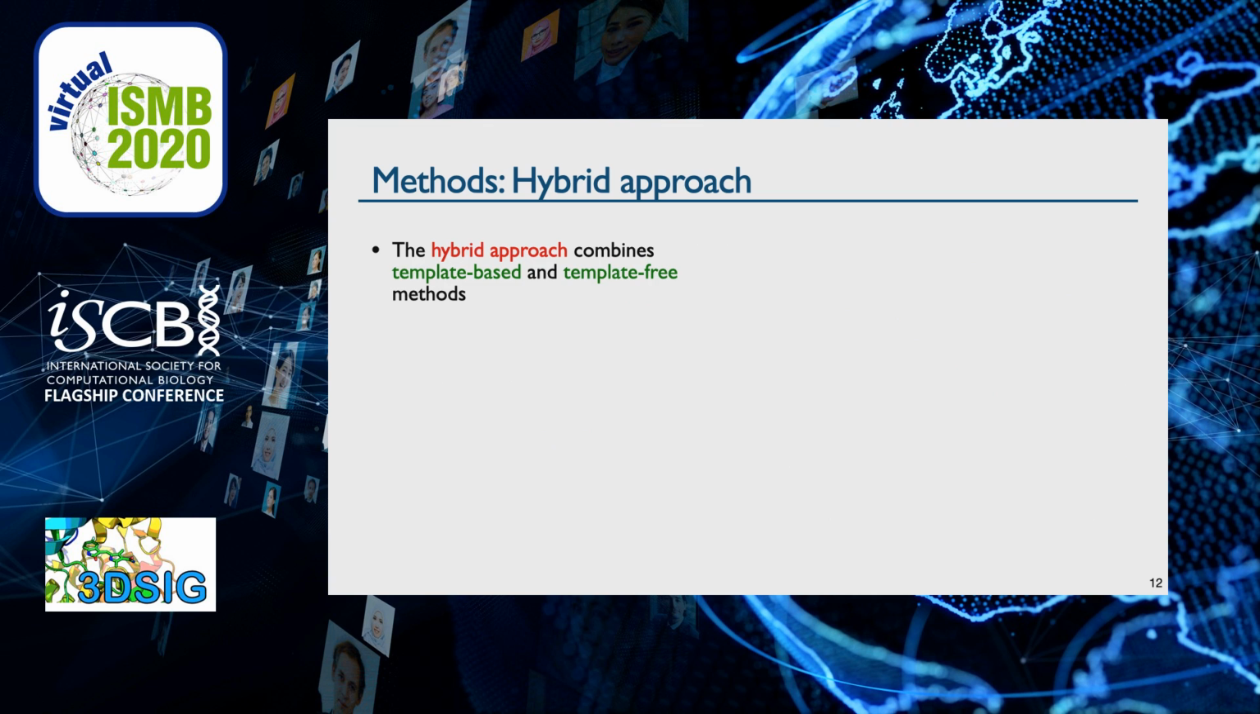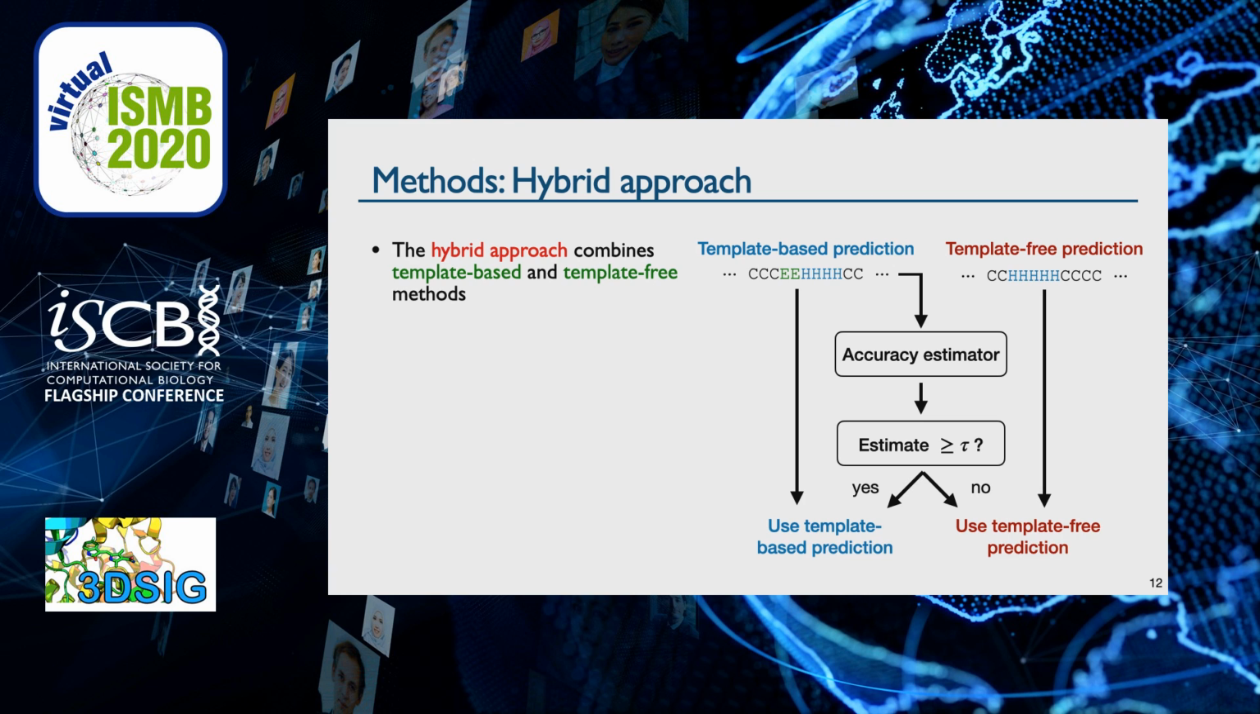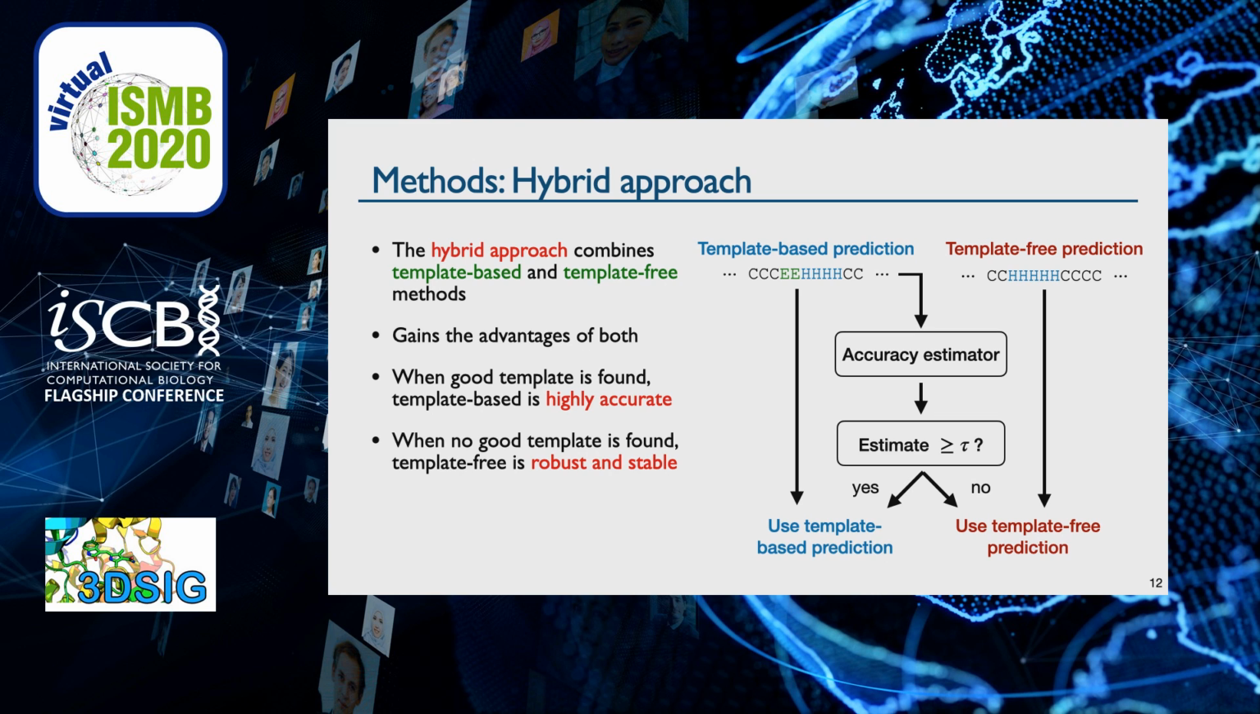This hybrid approach combines Nessie, a template-based method, with a template-free method. Given Nessie's template-based prediction and the prediction of a template-free method, we estimate the accuracy of Nessie's template-based prediction. If the estimated accuracy is above a threshold, the hybrid outputs Nessie's prediction. Otherwise, it outputs the alternate prediction of a template-free tool. The hybrid gains the advantages of a template-based method, where when a good template is found, the prediction has high accuracy. We combine Nessie with a robust and stable template-free method, so when no good template is found, the accuracy of the hybrid prediction is robust and stable.